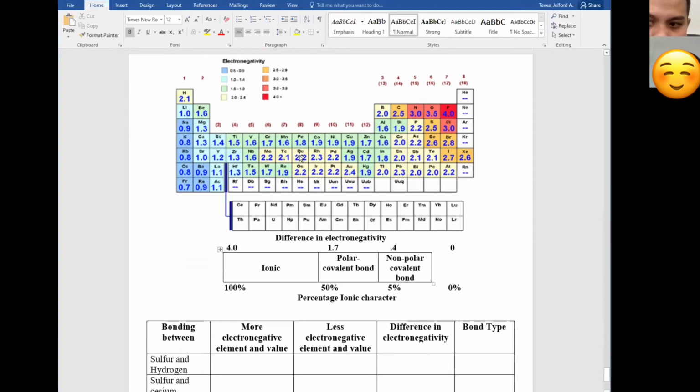So let's subtract. What is the electronegativity of carbon? 2.5. Okay, how about chlorine? 3.0. So 3.0 minus 2.5, right? What's the difference? 0.5. So what is it now, covalent or ionic? Covalent. Covalent, perfect. So you have to encircle this covalent here.